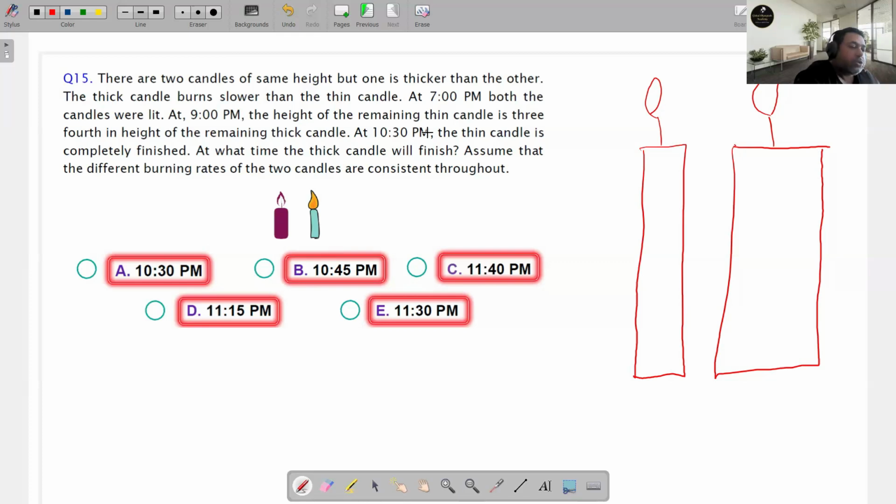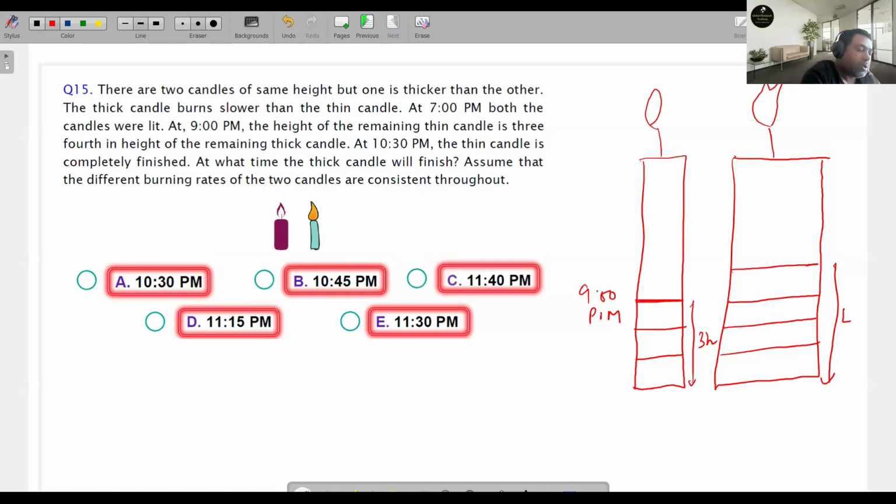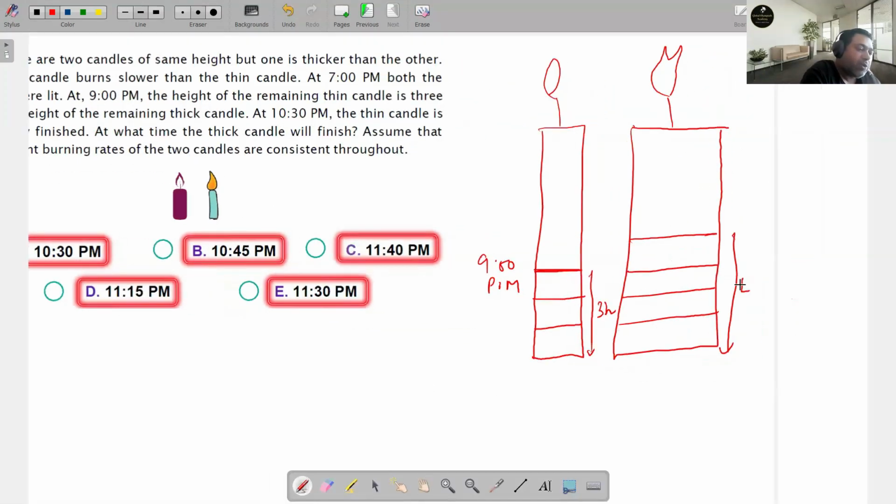So let's divide this into three parts: 1, 2, and 3 here. Let's say whatever was left, this one was left at 9 p.m. So obviously, in that case, the thick candle will be one part more in height. So if this is 3h, then the height of the thick candle over here will be 4h. What is left at 9 p.m.? This is what is left over here.